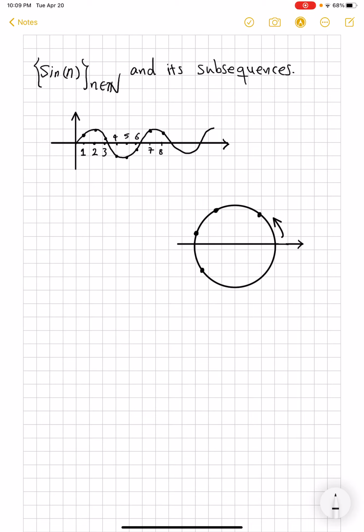Hello, so today we're gonna learn a whole lot about the sequence sine of n, with n being a natural number, and its subsequences. So the first thing that pops to mind is the oscillations of the sine function that keep happening until infinity, and therefore we don't expect sine of n itself to have a limit. And that is actually correct, and we will see a rigorous proof of that fact as well throughout this discussion.